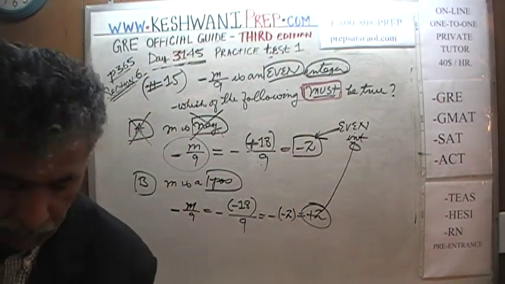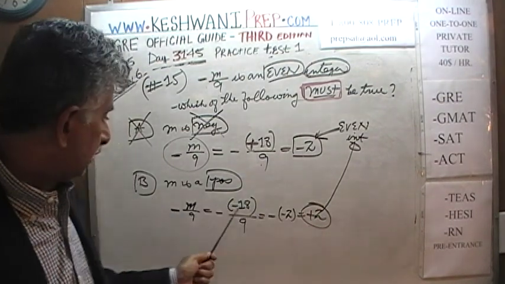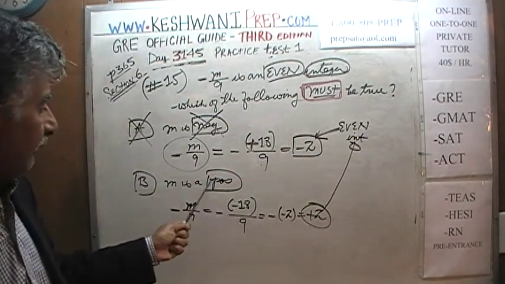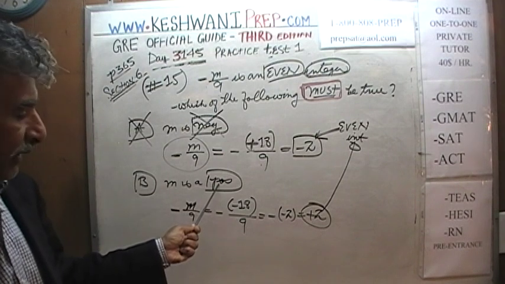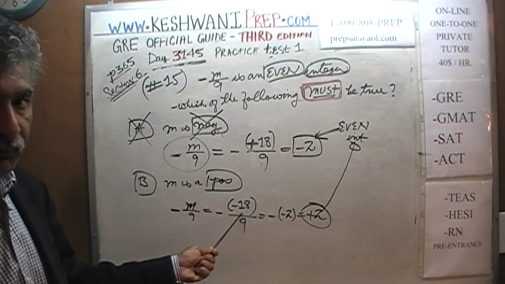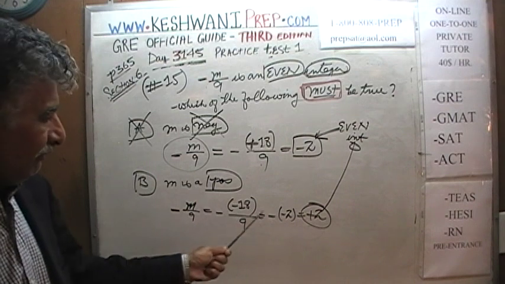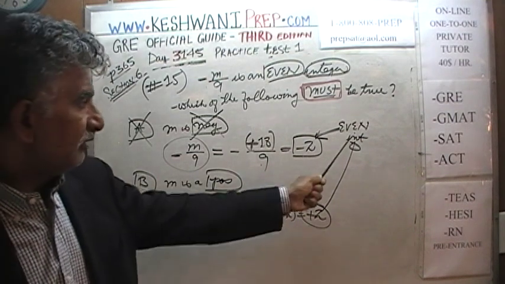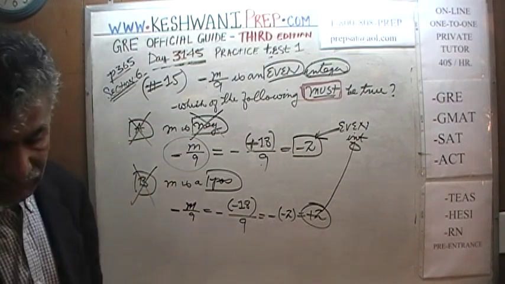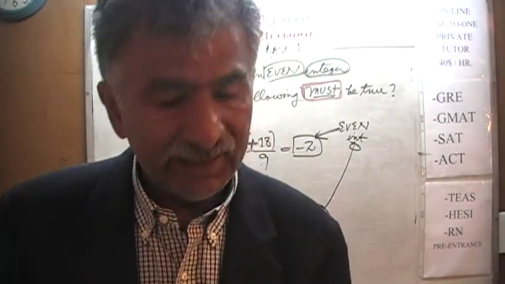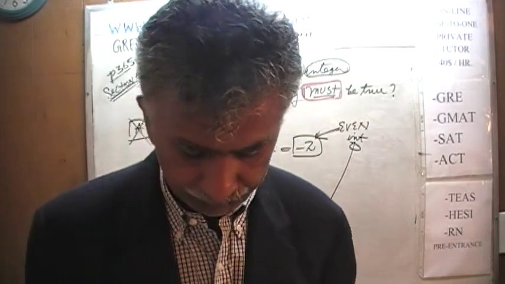So again, we arrived at an even integer, but as you can clearly see, m doesn't have to be positive. M does not necessarily need to be positive. Here we have m, but it's negative. Even though m is negative, we arrived at a result which is an even integer, which means the second statement does not need to be true. It may be true, it doesn't have to be. It is not something that must be true.